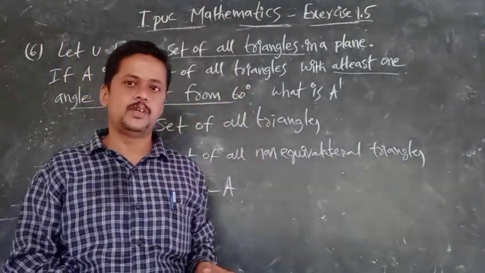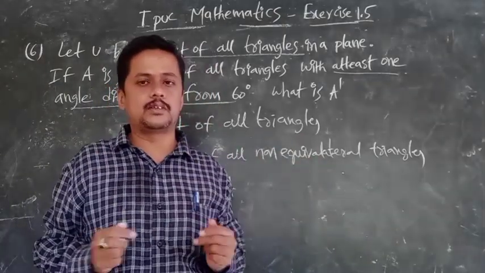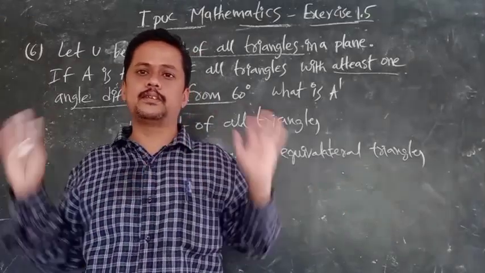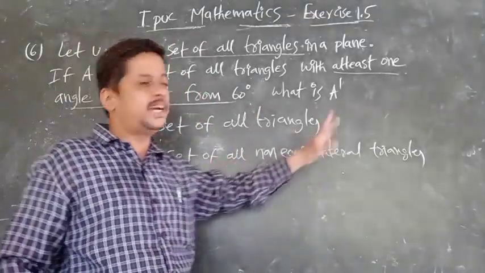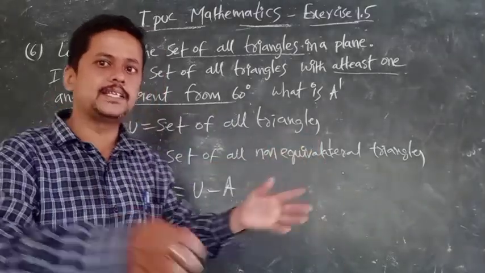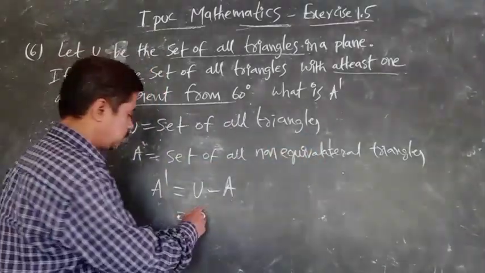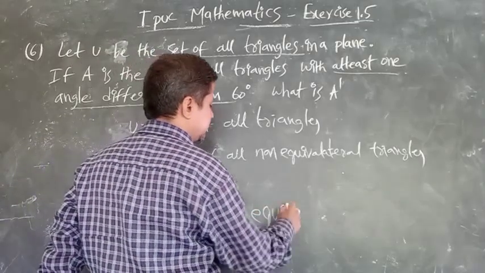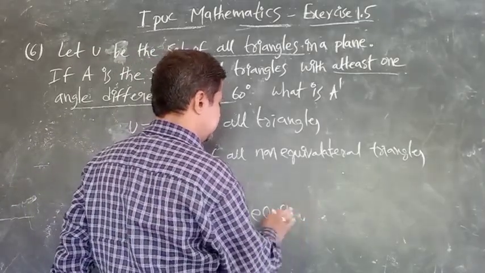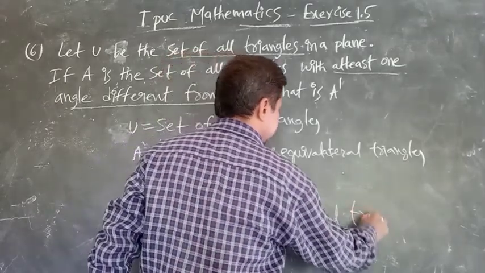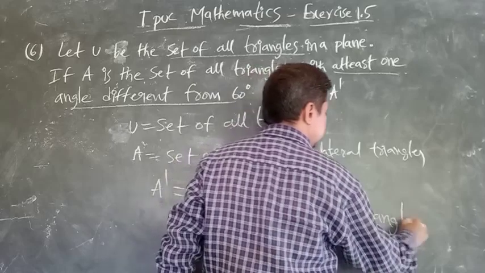Bad people, good people are there. If you remove all the bad people, what happens? Good people remain. Similarly, if you remove the set of non-equilateral triangles, equilateral triangles remain. So therefore A dash is equal to the set of equilateral triangles. Okay, so this is the answer.